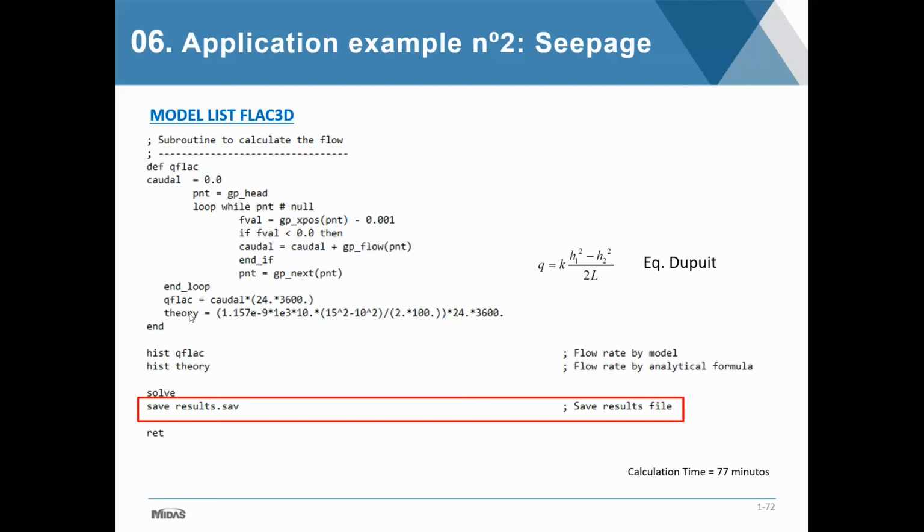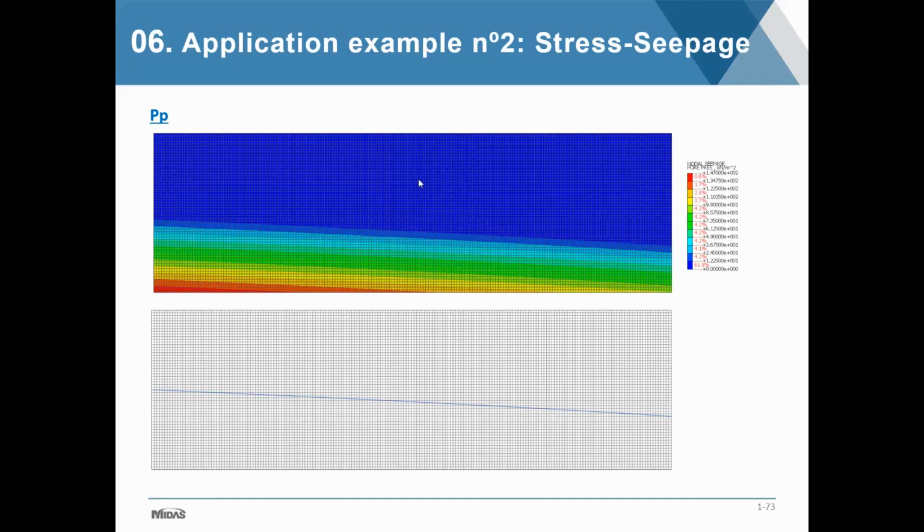I would call it in here theory, as a comparison to the output of the graph. And then we're going to keep track of the history of the output and the calculation done by Flac, and then the hand calculation theory, and then just save the results. Point out that this model took 77 minutes to run in Flac, whereas it only took 1 minute to run in Midas. Here's the output in Midas.